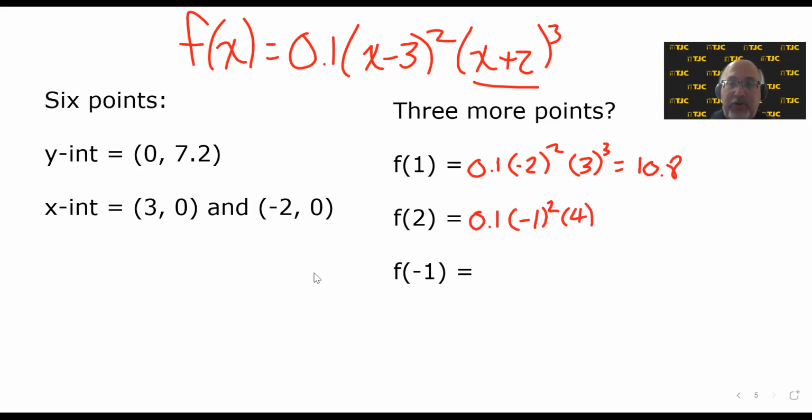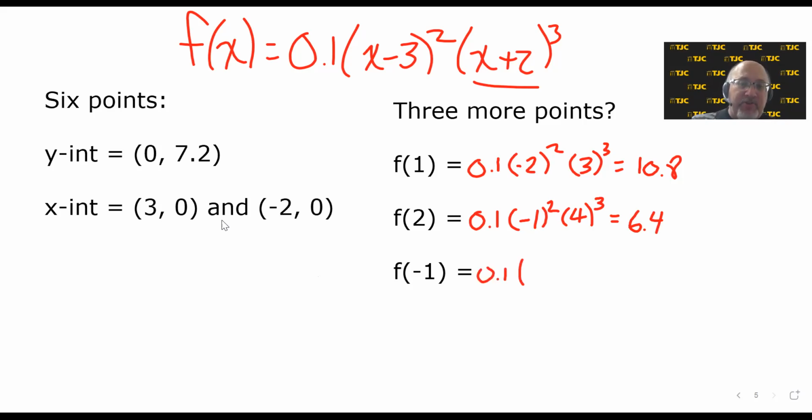And that is raised to the third power. 4 to the third power is 64. -1 to the second power is 1. 64 times 1 is 64. Times 0.1 is 6.4.